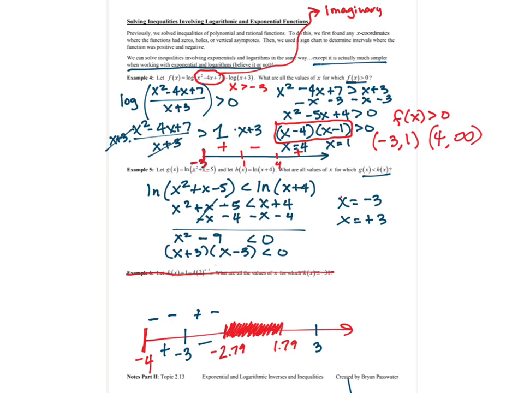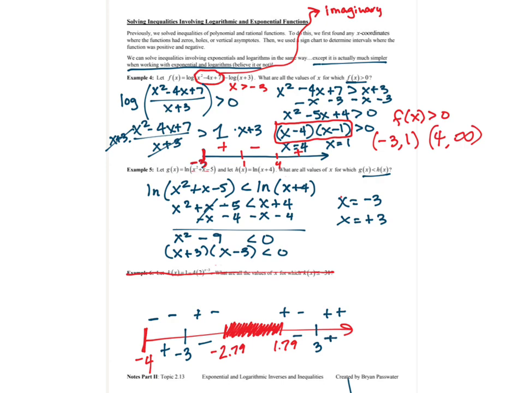Pick a number greater than 1.79, but less than 3. 2. So we get a positive and a negative. And then a number greater than 3. 4. We get positive and positive. Okay, so this one's overall positive.